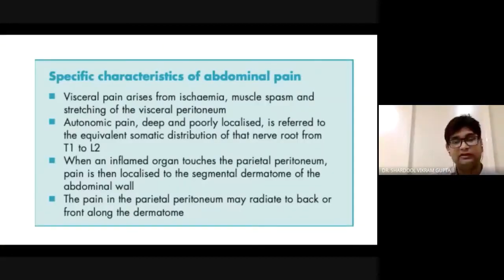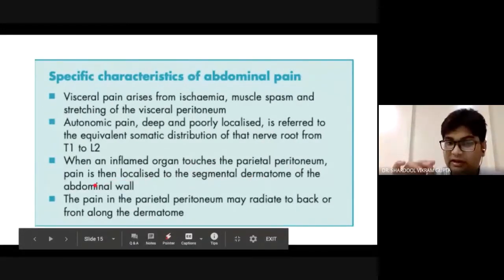The specific characteristics of the abdominal pain. As I said, visceral pain arises from ischemia, muscle spasm, or stretching of the visceral peritoneum, like in the appendix, if it is dilated only and there is no ischemia or involvement of the parietal peritoneum, then it will be vague and poorly localized. The autonomic pain is deep and poorly localized and referred to the equivalent somatic distribution of the nerve root from T1 to L2. Say in case of the appendix, it will go to T10, which is the umbilical location. And when an inflamed organ touches the parietal peritoneum, then pain is localized to the segmental dermatome of the abdominal wall.